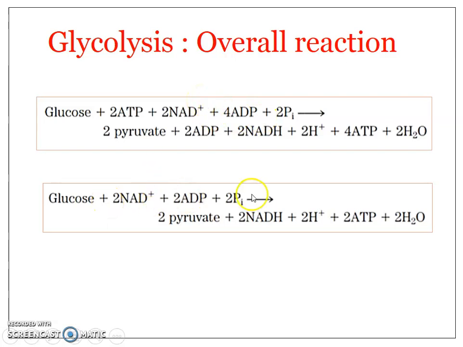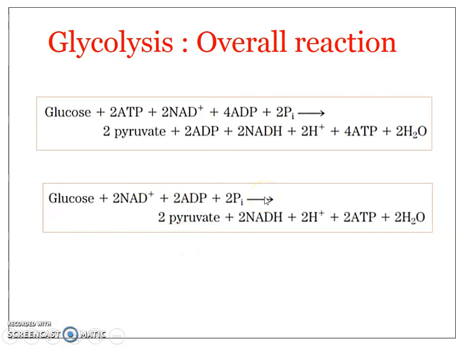So balancing the whole equation, we get glucose plus 2 NAD plus 2 ATP plus 2 inorganic phosphate, resulting in the formation of two pyruvate molecules, two molecules of NADH and H plus, and two molecules of ATP, with release of two molecules of water. Okay, so this is the overall equation.